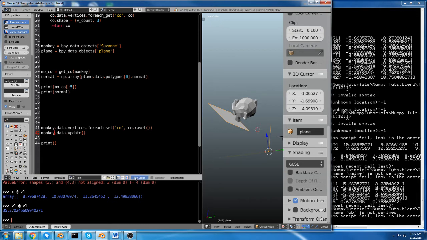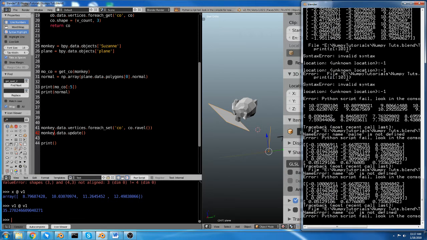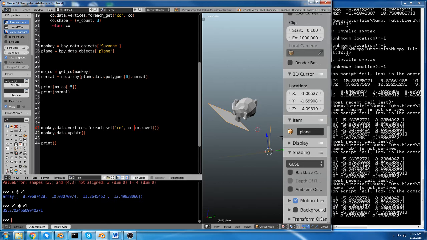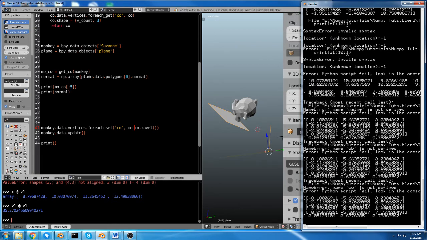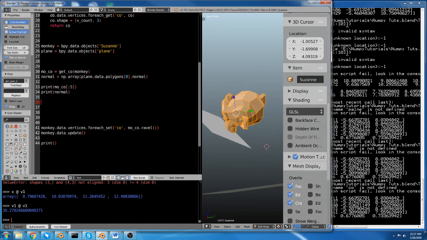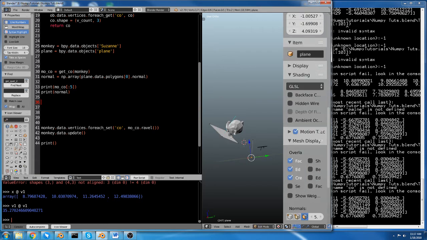Now, CO is not defined because it's now monkey CO. Now we have everything. Okay. So we want to get the dot product of all of these locations with the normal of this plane.